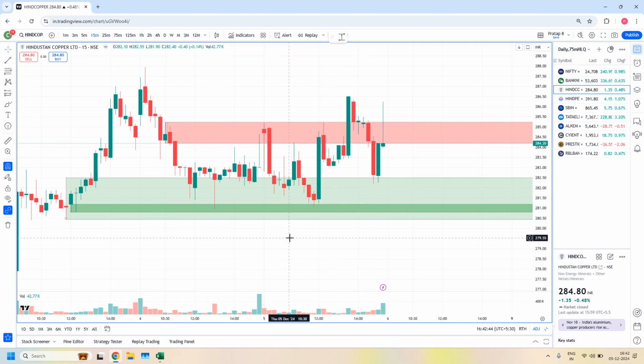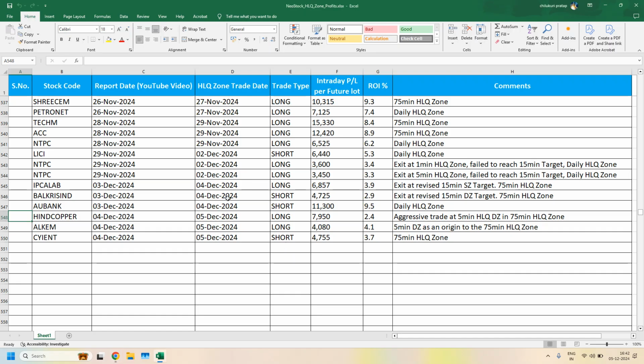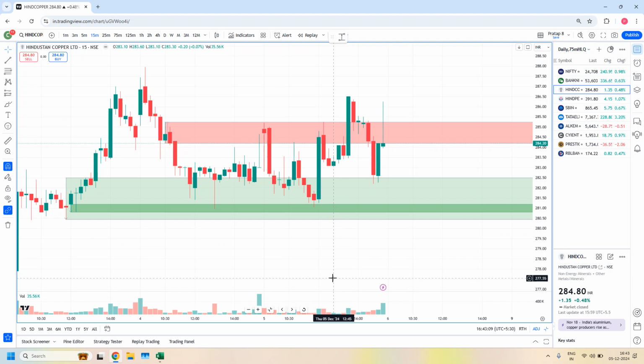Okay, what is the profit Hindustan Copper has given? It has given a profit of 7,950 rupees, which is a 2.4% ROA. Why only less ROA? Because the futures cost is around 3.5 lakhs for Hindustan Copper. So that's why ROA is reduced. But we have to live with this. Sometimes we may get less ROA. That is okay. But on average, we will be getting around 6% ROA. Few months we get less, few months we get more. See, last month we have seen, we got 6.3% ROA for the entire month of November.